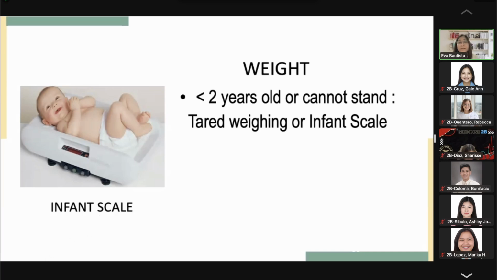So how do we weigh the infant? We remove the clothes and the diaper immediately prior to weighing. Of course, if they will be naked, our concern is hypothermia, so we do it fast. We lower down the room temperature, get the weight, and then wrap the baby again.